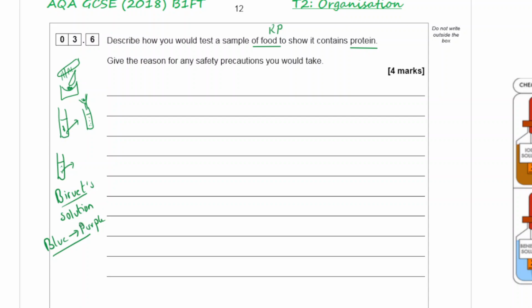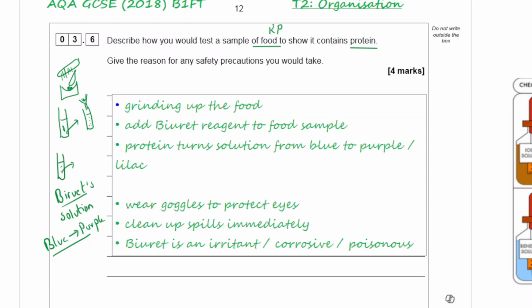So here's a model answer. So the model answer is grind up the food, add Biuret reagent to the food sample. So even if you didn't filter it, it'll still be fine. The protein turns the solution from blue to purple, or you could say lilac as well. Now that actually gives you the 3 marks, right?